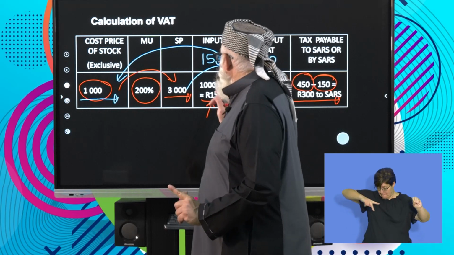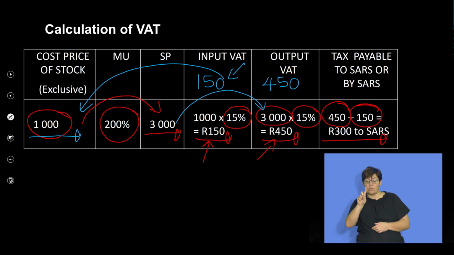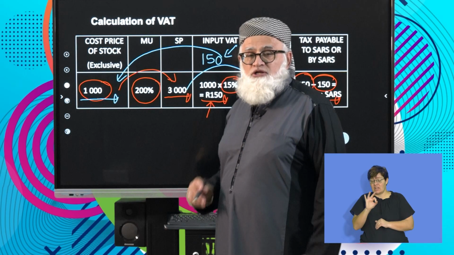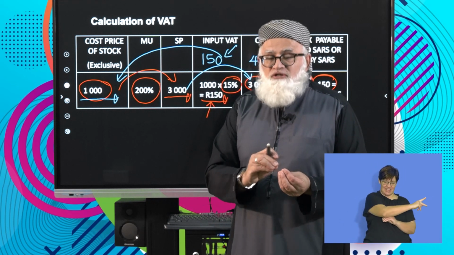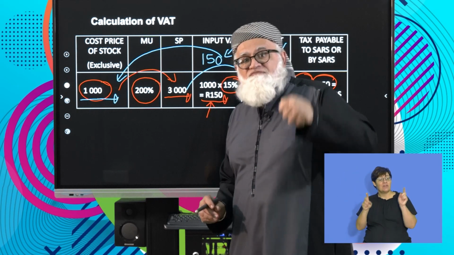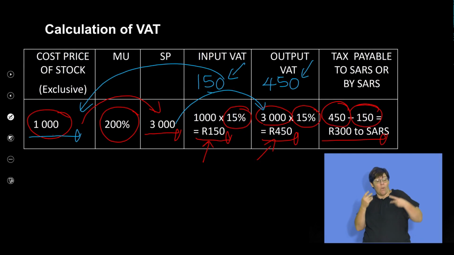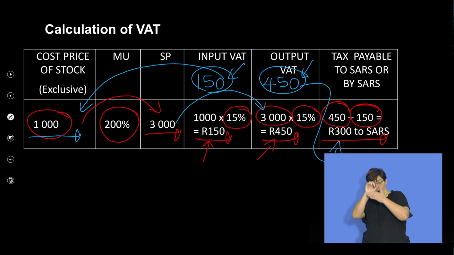So here you can see, now, what amount is due to SARS? Clearly you can see you've paid 150 Rand as your input. You're collecting from the end user 450 Rand. Do you have to pay SARS the entire 450? No. Why not? Because you've collected the 450, but you have paid 150 Rand worth of VAT on that transaction. Therefore, the amount that is due to SARS will only be the 300 Rand.